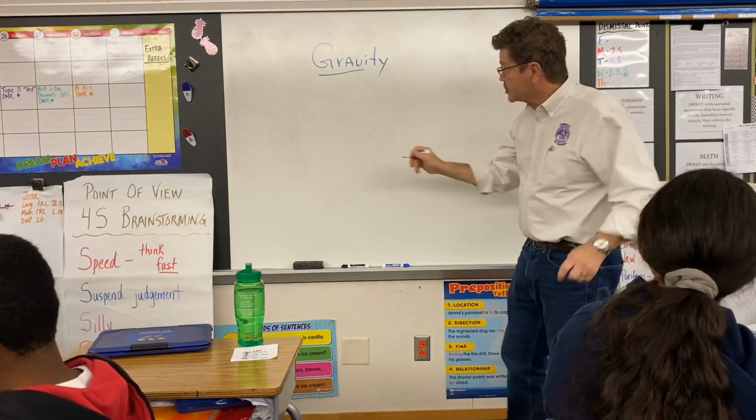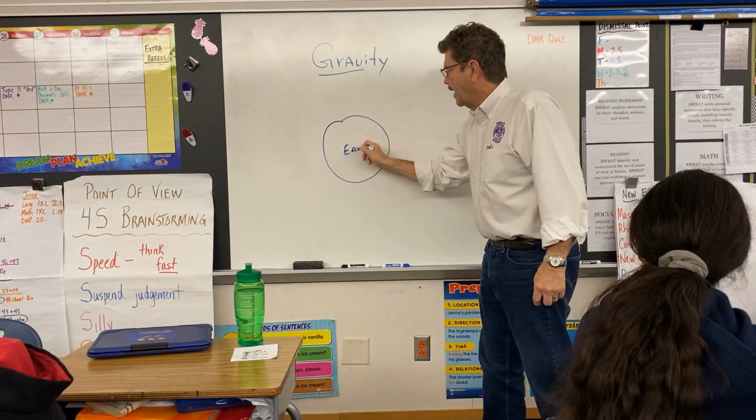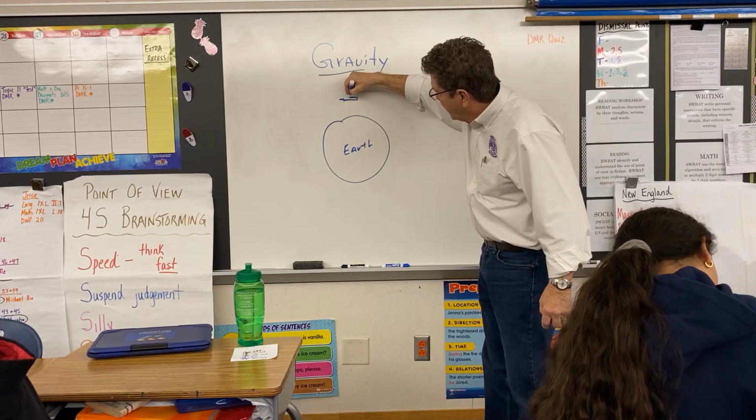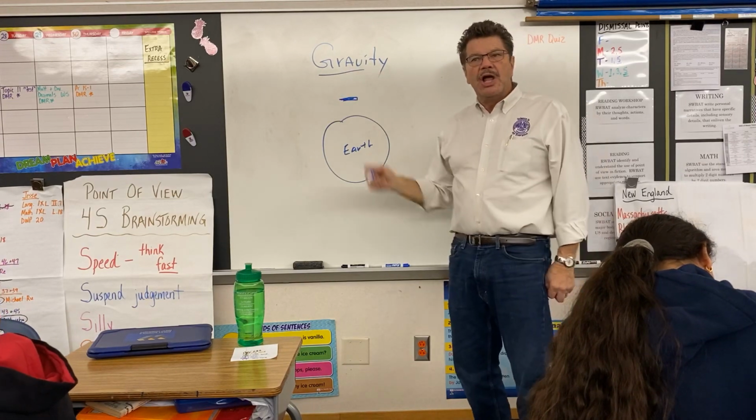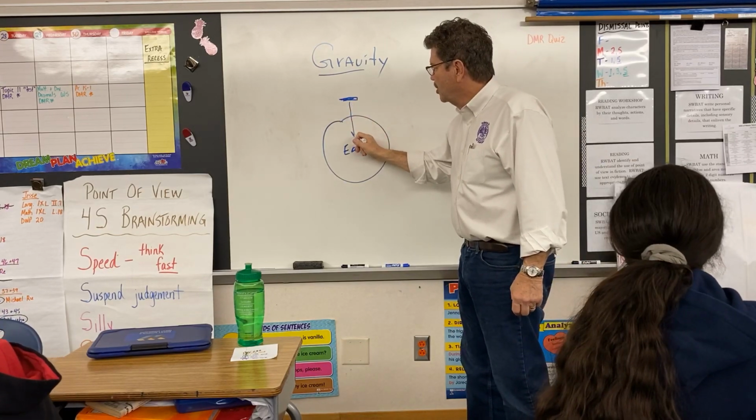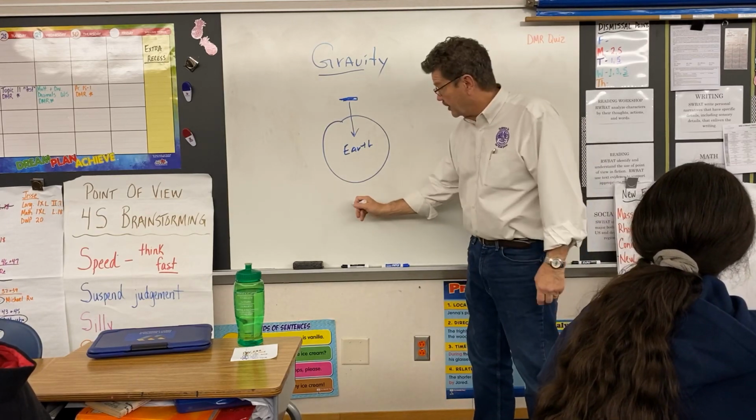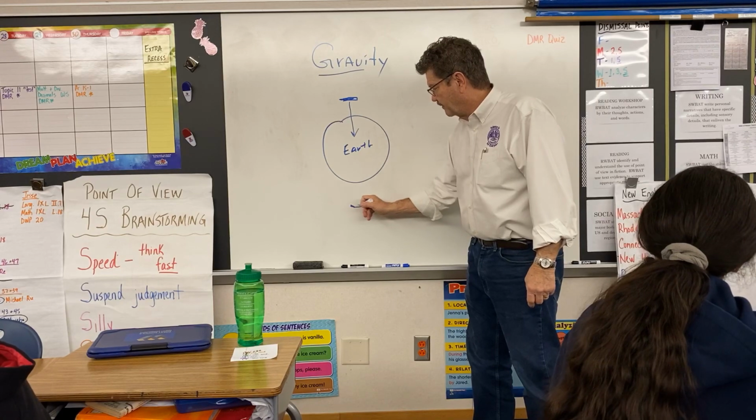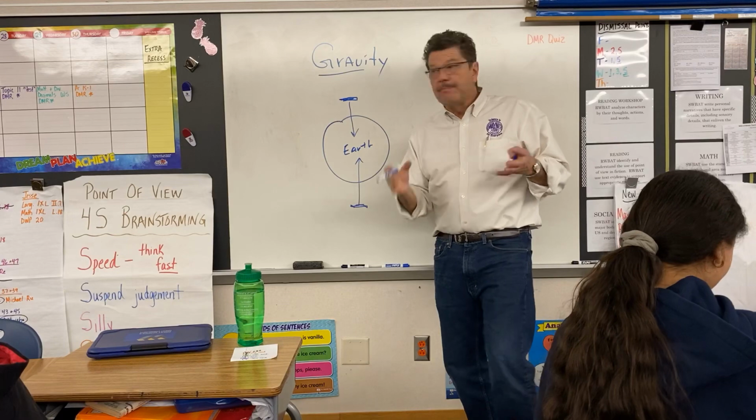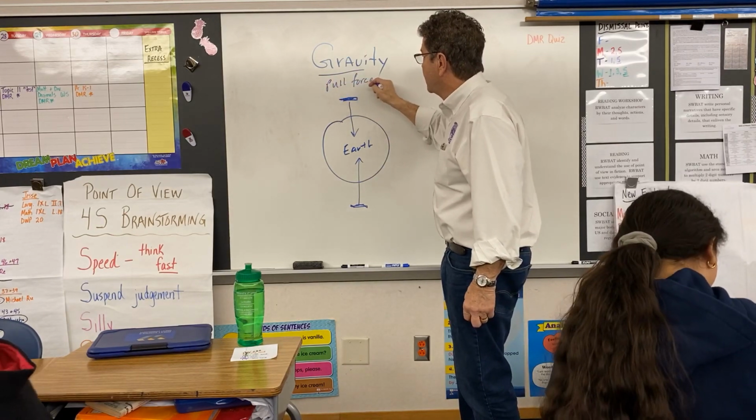Here's what's cool about this. So here's the Earth, right? This is the Earth. And what I just did, I had that marker right here. See the marker I had right here? And I dropped that marker, and where did it go? It went down towards the center of the Earth. Which means if I was on the other side of the Earth and I dropped it, where would it have gone? To the center. Gravity is a pull force. It's a pull force. Got that?